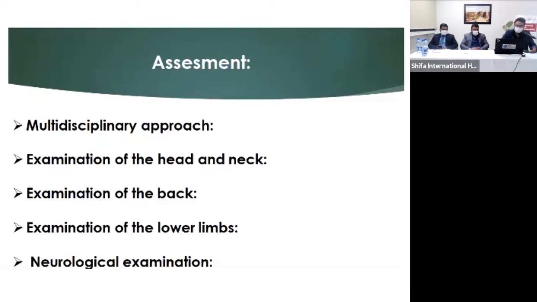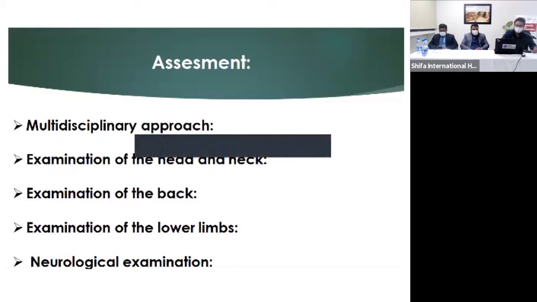Examination includes the head, for the head circumference and anterior fontanelle, and examination of the back to see the size of the lesion, if there is any, and any CSF leak. Examination of the lower extremities and the neurological examination are most important.